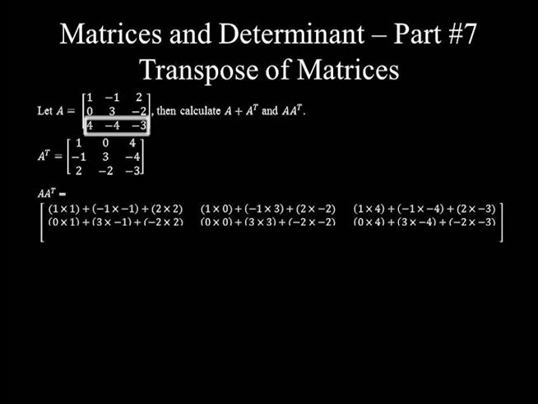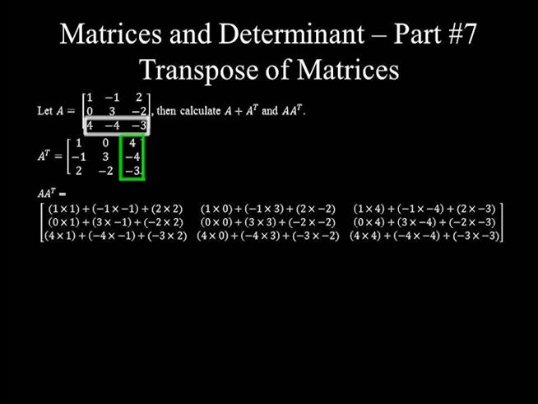For the last row, row 3 of matrix A times column 1 of A transpose equals 4 times 1 plus -4 times -1 plus -3 times 2. Row 3 times column 2 of A transpose equals 4 times 0 plus -4 times 3 plus -3 times -2. Row 3 times column 3 of A transpose equals 4 times 4 plus -4 times -4 plus -3 times -3.